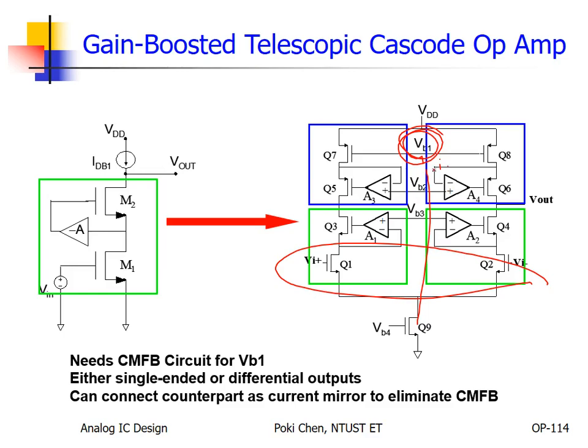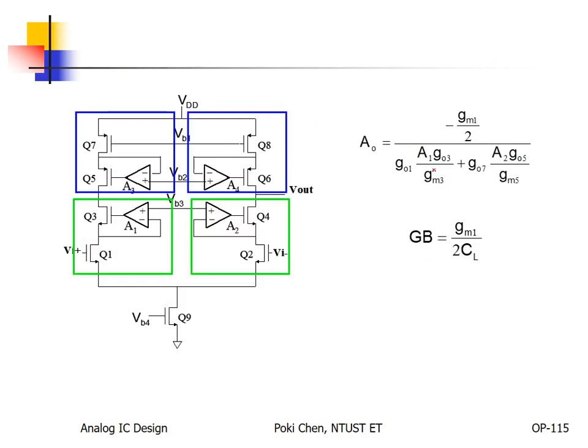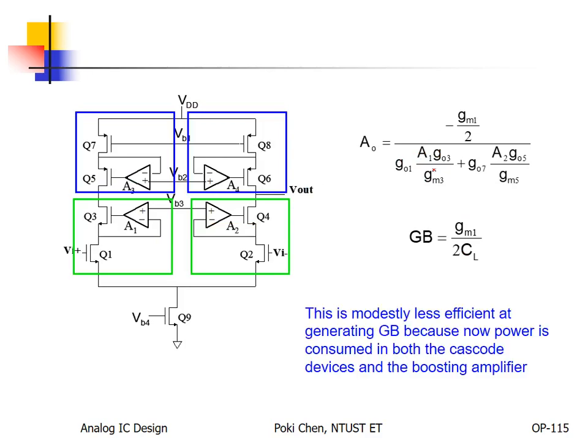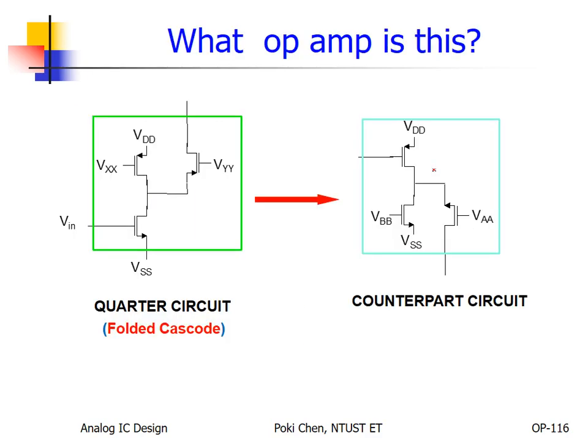I mentioned it since last week, but till now I still haven't shown you how to design such a CMFB circuit. Just derive it, estimate it by yourself. Then we would like to ask what kind of op-amp we can have with such a quarter circuit. And what is this circuit? Again, it is a folded cascode. Later, I will explain.